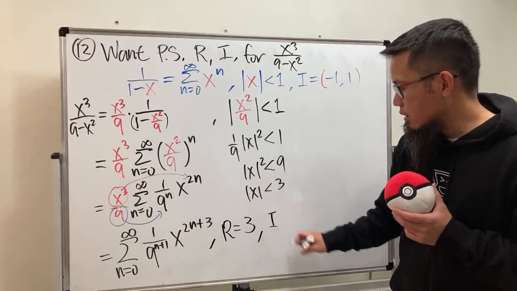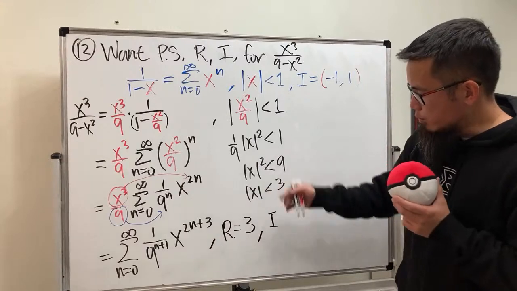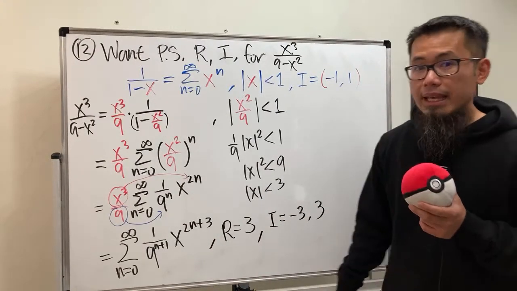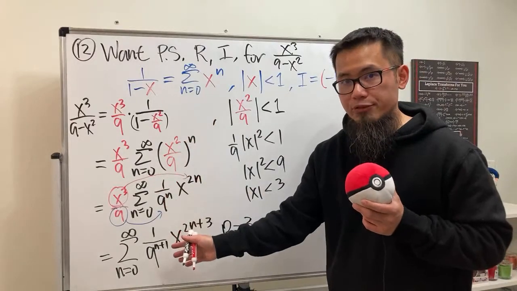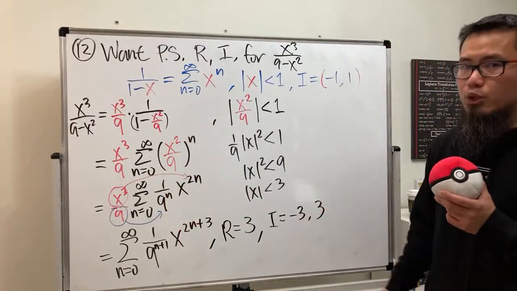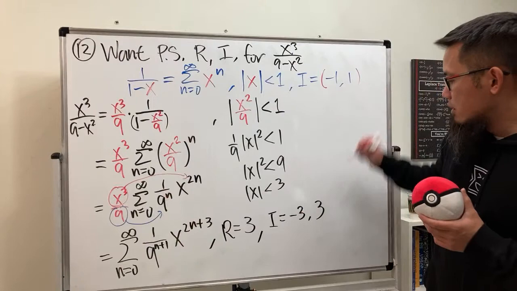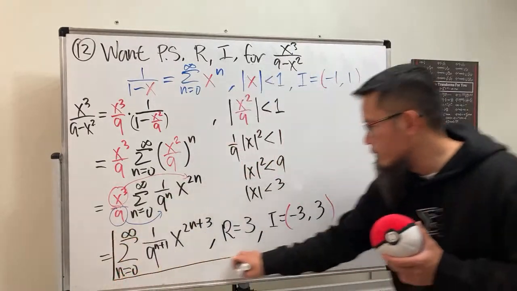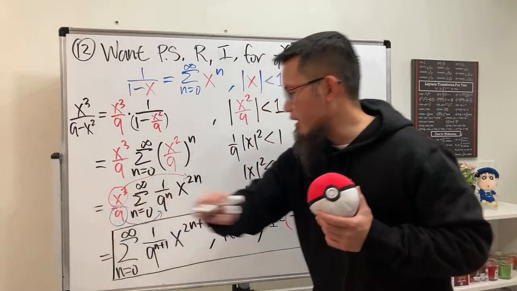Therefore, I, because the center is at 0, so just move to the left 3 times and also the right 3 times. And because we just did algebra with the best friend, the interval of convergence stays the same. Parentheses, parentheses. Done. Just like that.